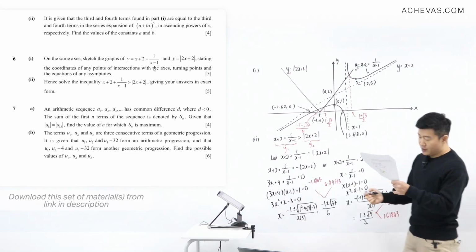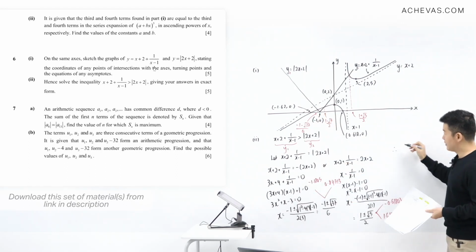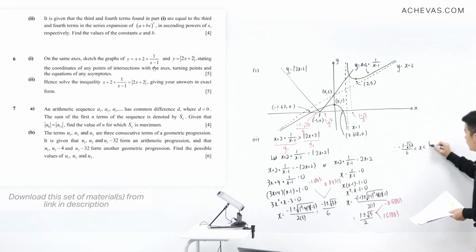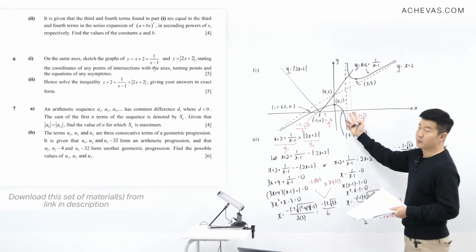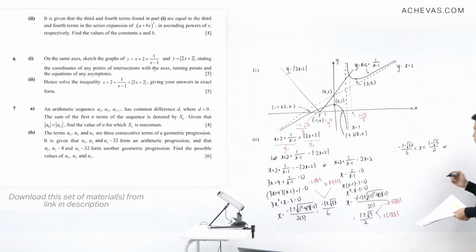My answer is going to be a region that is between this number and this number. So therefore, let me write my answer here. x is going to be between (-1 - square root of 37) over 6 and (1 - square root of 5) over 2. Or the other region is going to be between x equal to 1 and (1 + square root of 5) over 2. So the other region is x between 1 and (1 + square root of 5) over 2.